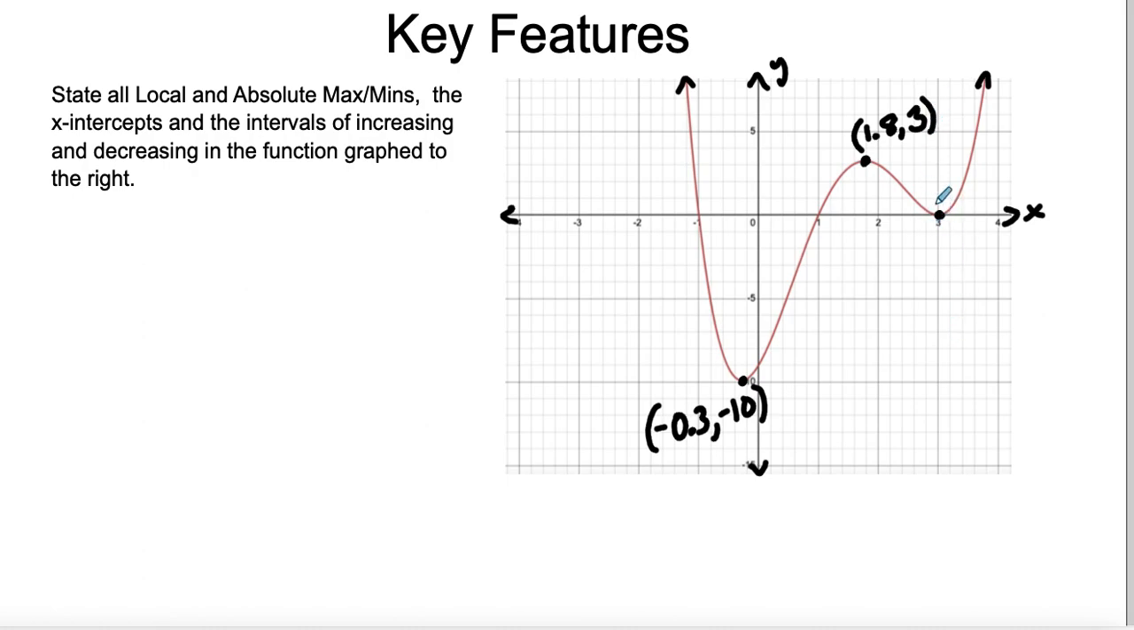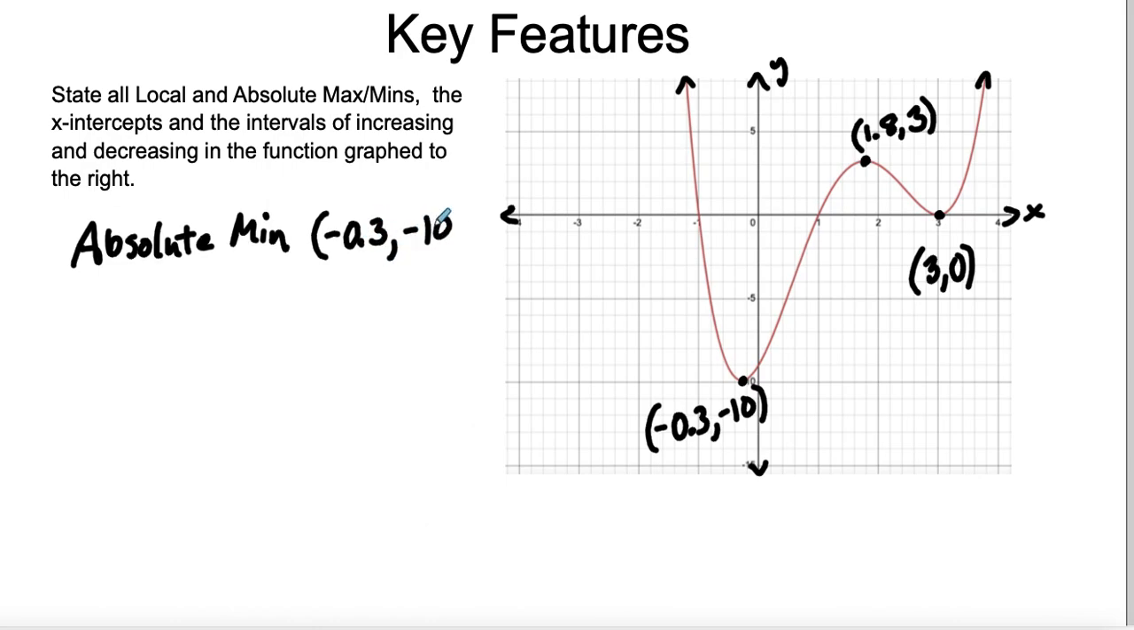Next one is a little easier. It's actually an x-intercept as well, but it is also a minimum, and that's at 3, comma 0. Okay, so next, I need to write all of these. Well, I have an absolute min here. The reason I know it's an absolute min is because it never goes lower than that. The graph never goes lower than that point. So the absolute minimum here, you can just write the coordinate point, -0.3, -10.